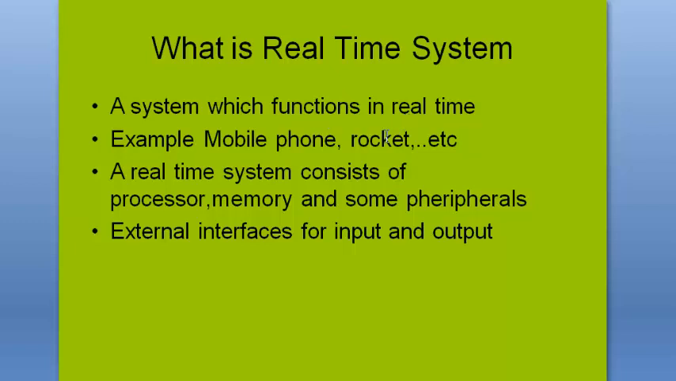A real-time system consists of a processor, memory, plus some peripherals. It has external interfaces for input and output. Example, in a cell phone, the external input can be your keypad inputs, display, output can be audio. External interface can also be through your mic.